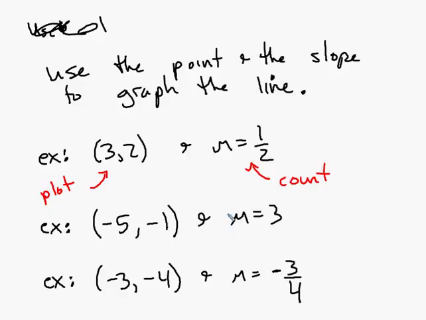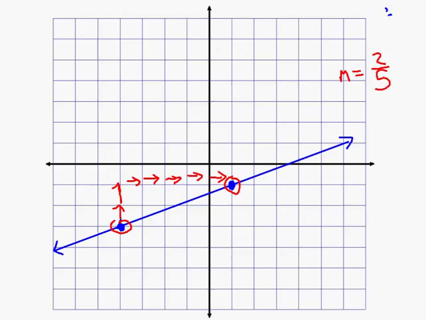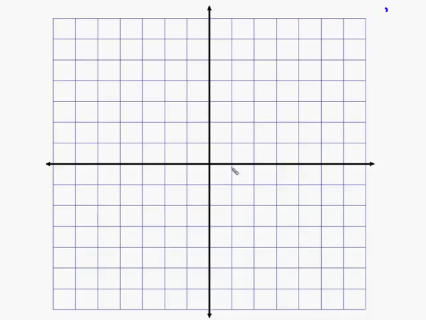Point and count, or plot and count. So I'm going to plot 3, 2. I'm going to erase all this, don't need that. X is 3, Y is 2. Don't get your X and Y's confused. 3, 2, that's my point.